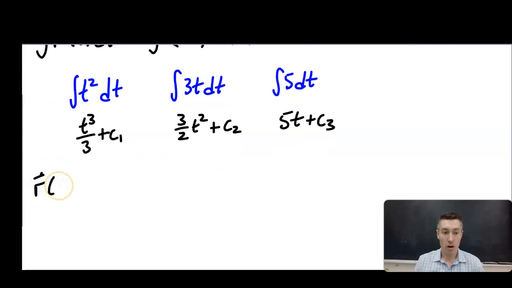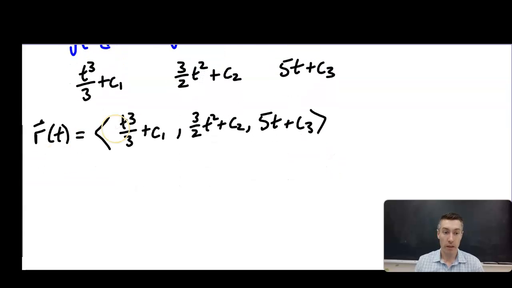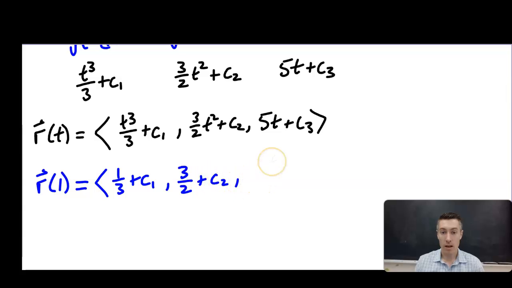Okay, so right now, r of t is equal to the vector function t cubed over 3 plus c1, 3 halves t squared plus c2, and 5t plus c3. And again, if you prefer, write it as t cubed over 3, 3 halves t squared, 5t, plus a c vector. It'll wind up getting us to the same point. So now, if we evaluate this vector function at 1, we're going to get 1/3 plus c1, 3 halves plus c2, and 5 plus c3. And they told us, based on the initial value problem, that this is equal to 1, 2, 3.